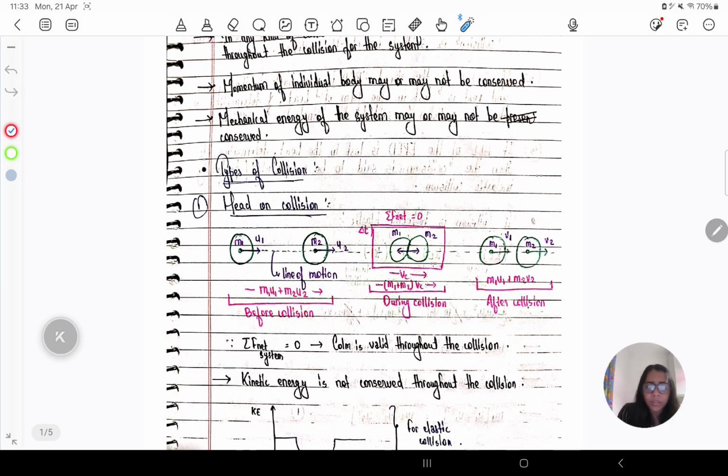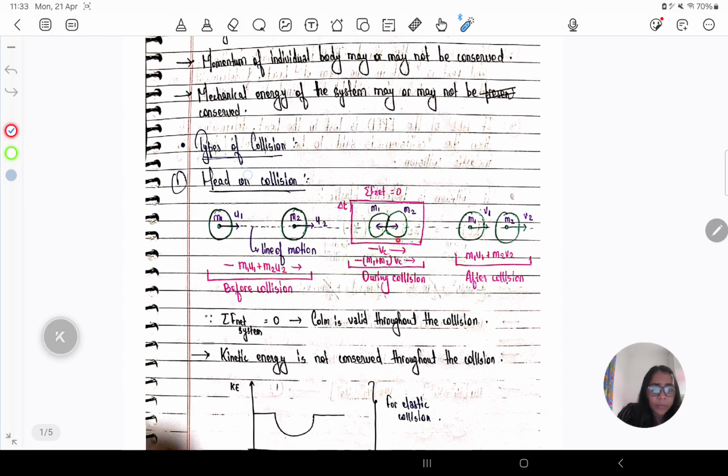Reason being, think about it. Initially, the body was moving with the speeds u1 and u2, and later on they start moving with velocities v1 and v2, right? So there's a difference in velocity at these points. So obviously the kinetic energy is different. Kinetic energy is not conserved throughout the collision.